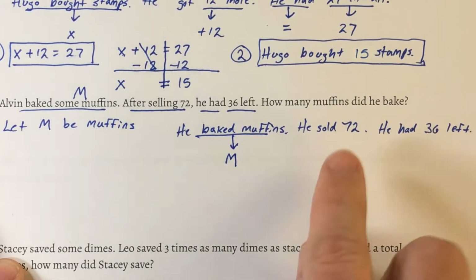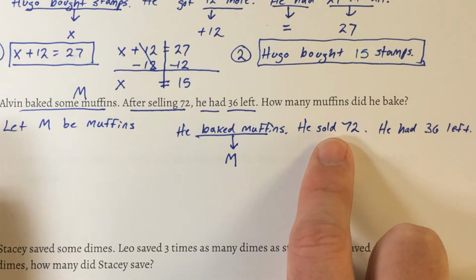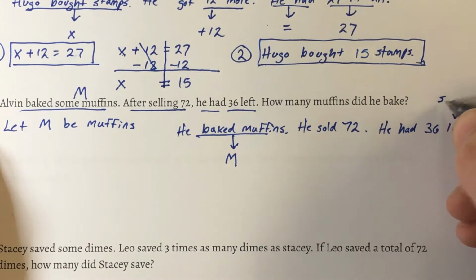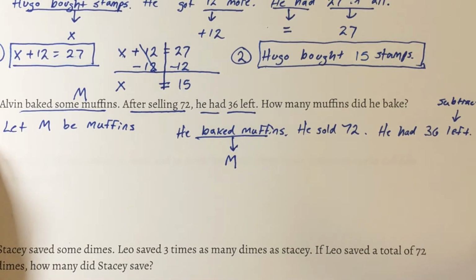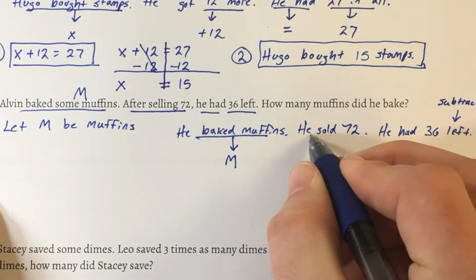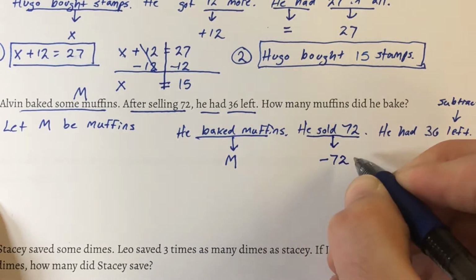He sold 72. Now be careful with the word sell. It doesn't necessarily mean you're going to subtract. However, in this case, we look at the rest of the story and it says he's going to have 36 left, meaning a remainder. So because of this word right there, it means our context is going to be subtraction. And I'll show you an example later where you're not going to have any subtraction in your equation, even though it has the word sold. Okay, so in this context, yes, sold 72 means he's going to subtract 72.